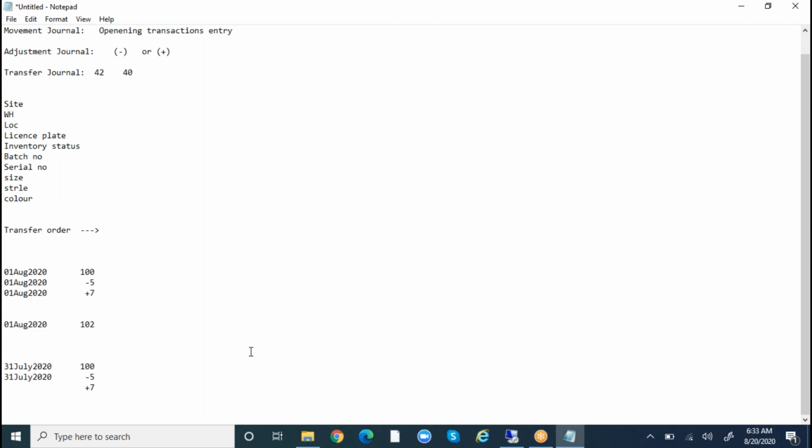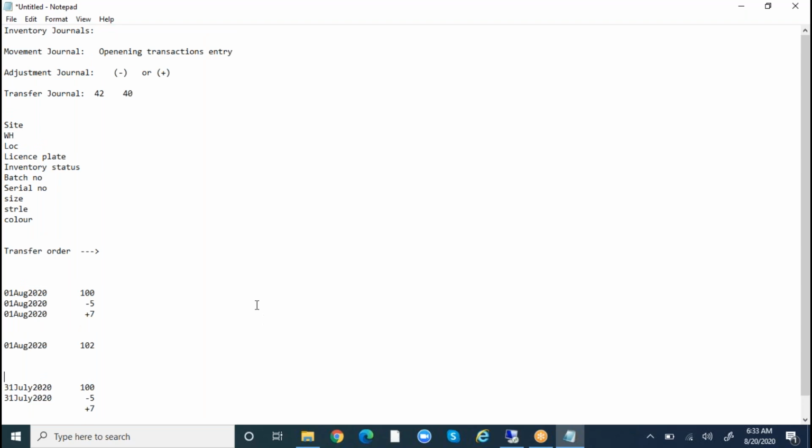Just one more confirmation. So this movement journal is used only at the time of go live? Yes, the purpose was given for go live only, but if people are arguing with me that they will use it in between also, you can use it. It will not be an issue. But the purpose was given for opening stock.